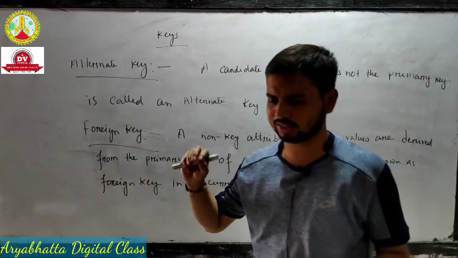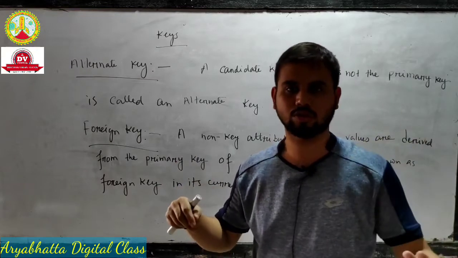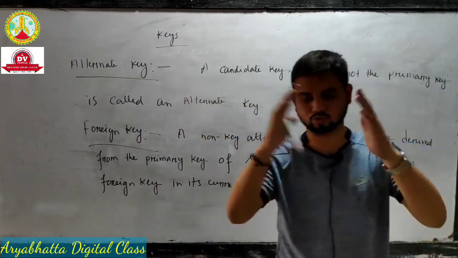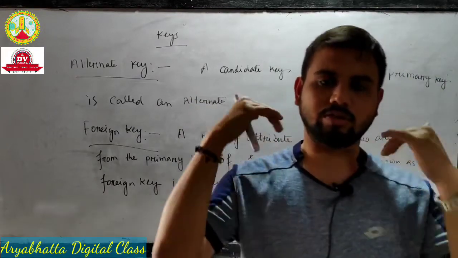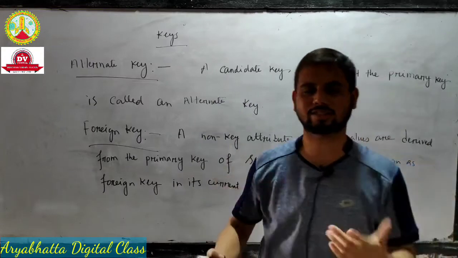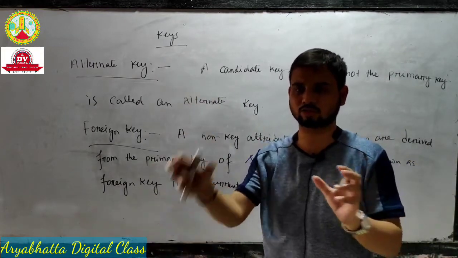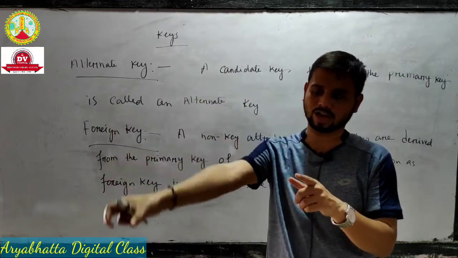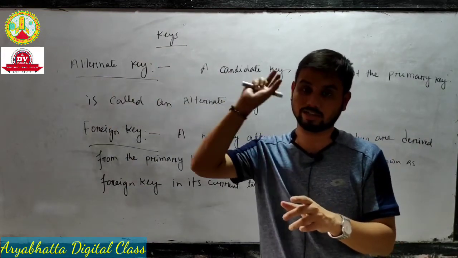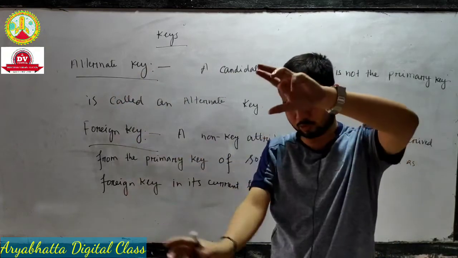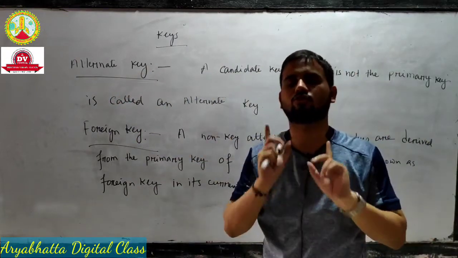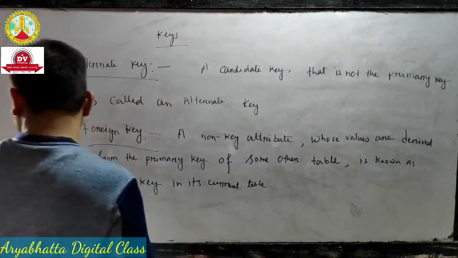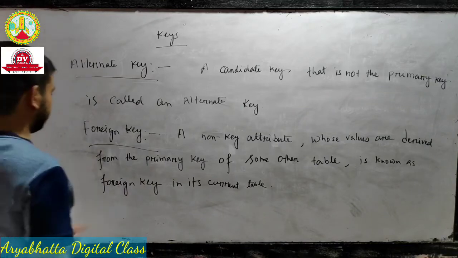Suppose one table is for student and one table is for school. So the student attributes are what? Name, roll number, address. And for the school attributes you can say department, marks, teachers, something like that. But the student's roll number is common for both tables. Okay, got it? Means the roll number is the primary key for the first table and that primary key is the foreign key for the school table. Understood? This is the concept. Okay, so the keys are completed.